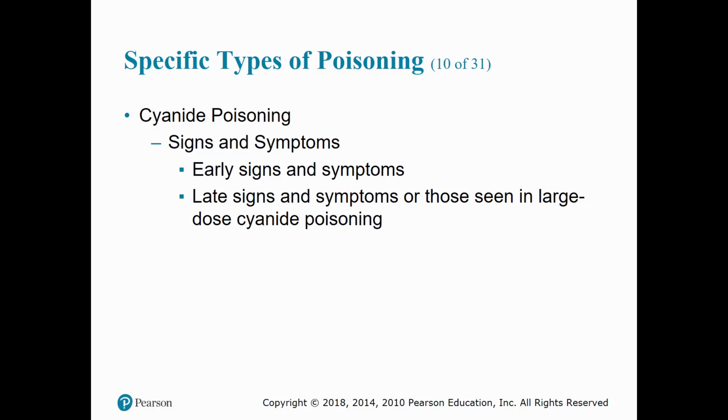The signs and symptoms of cyanide poisoning include, during the early stages, headache, confusion, agitation. You may have the smell of bitter almonds coming from their breath. The later stages, or those seen in large dose cyanide poisoning, include seizures, pulmonary edema, cardiac arrest or dysrhythmias, and even acidosis.